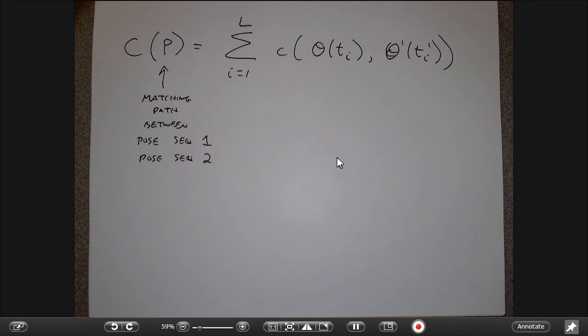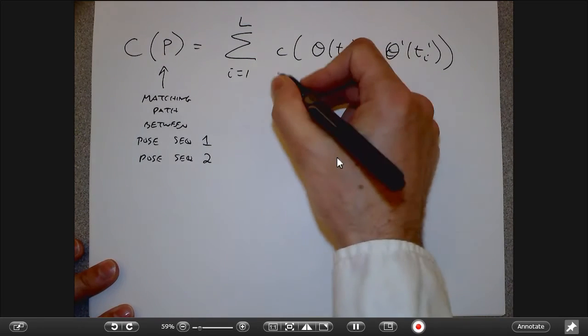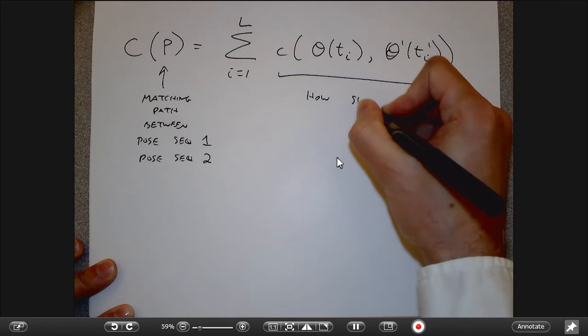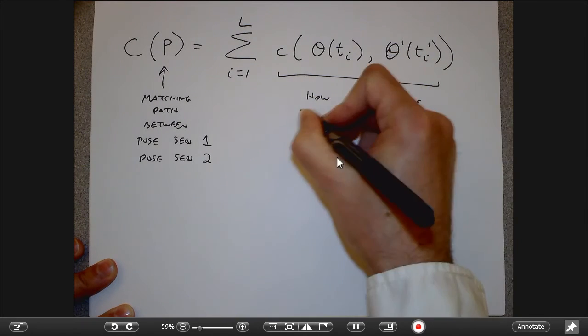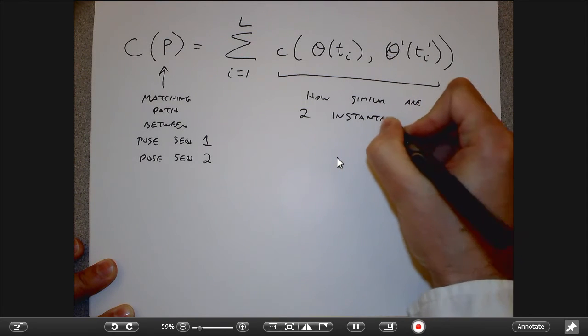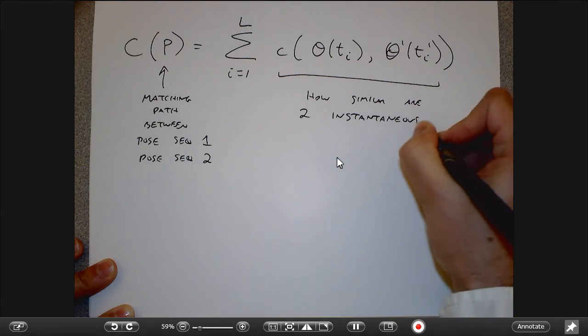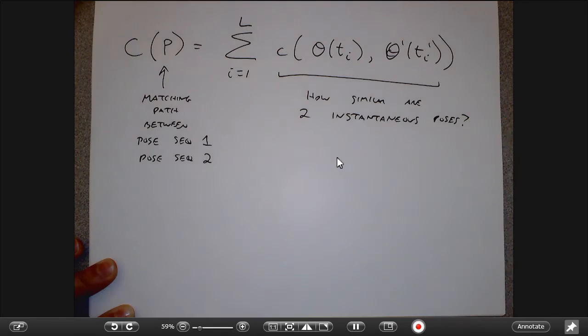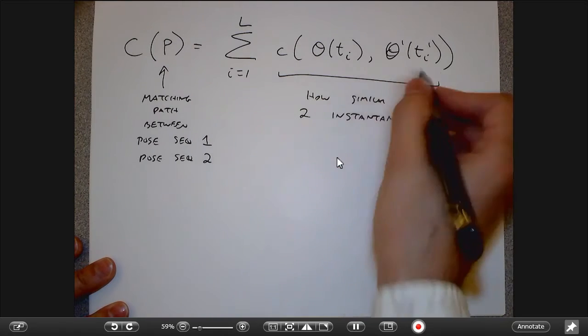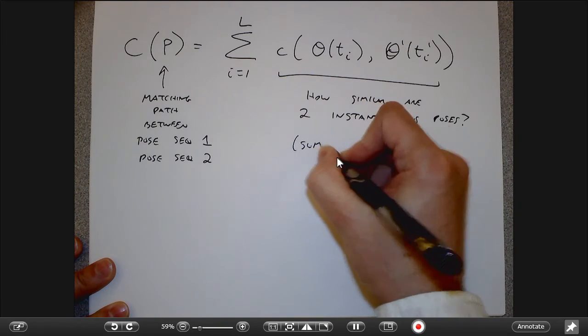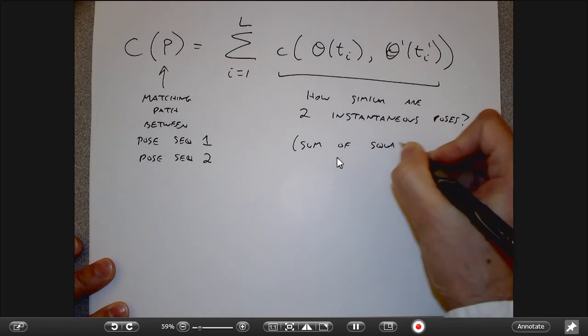So the idea is that I say, okay, if I have a cost function that tells me how similar are two poses, like two instantaneous poses, and I sum that up over all the matching along the graph, right? This is exactly the kind of thing that you can do with dynamic programming fairly easily, okay? One thing to keep in mind is that when I try and match these things up, this could be as simple as, let me just say, a sum of square differences. Maybe not the best idea, but it could be done like this.